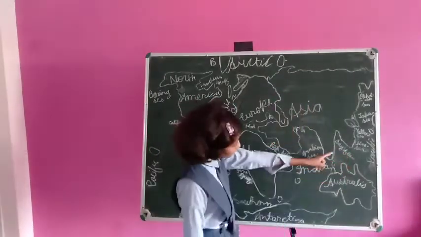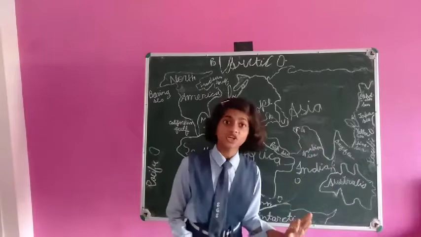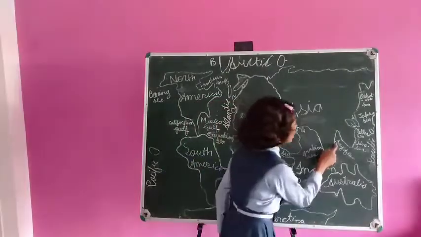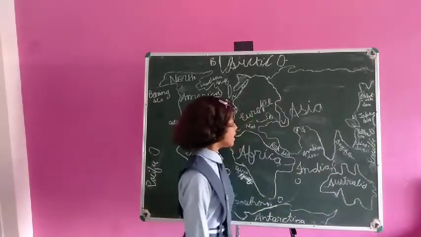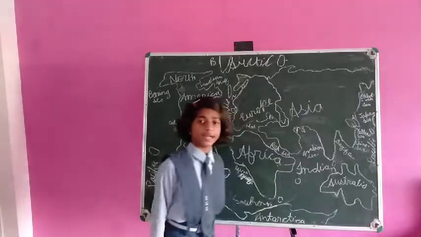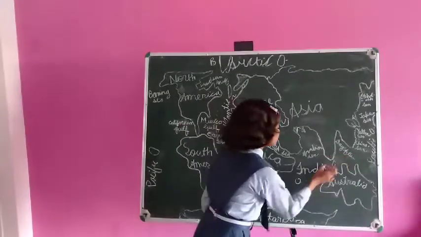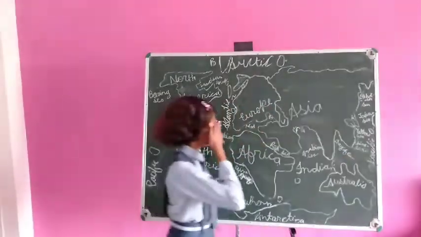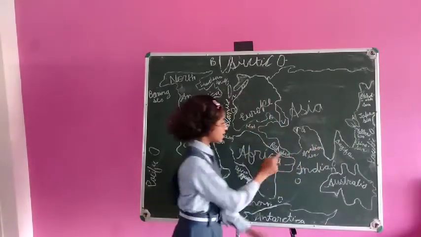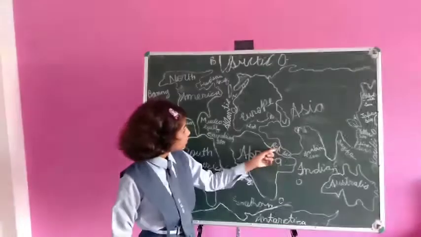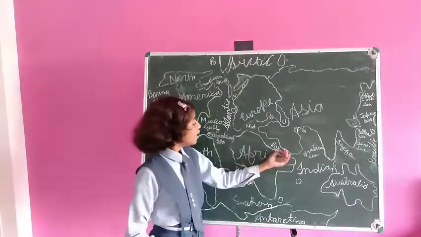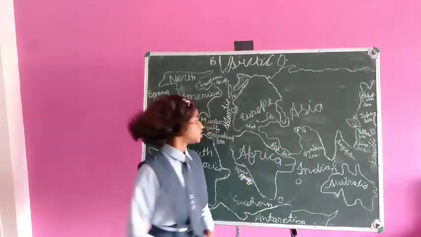As you can see here, at the east of India, the Bay of Bengal is located. And at the west of India, the Arabian Sea is located. Both of these are part of the Indian Ocean. Then comes the Red Sea, located near Asia. The Red Sea is located between Africa and Asia, and is also a part of the Indian Ocean.